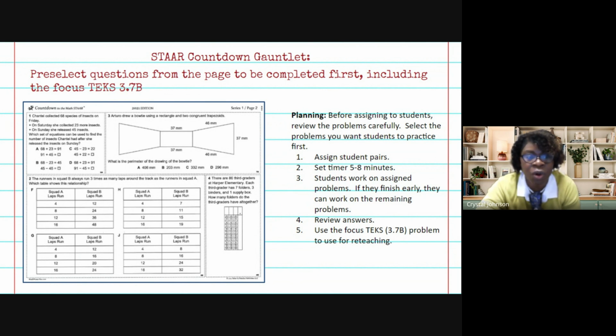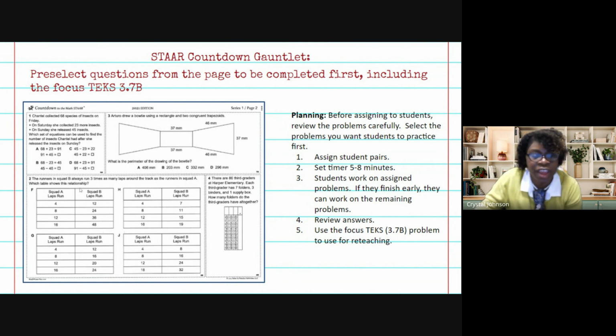Do not use the whole 15 minutes for them to work on the whole thing. You need time to do your quick reteach lesson. So you're going to cut that time in half and think about what they can accomplish within that half. And for our fast finishers, they can do the rest. But you only want to give a small amount of time.